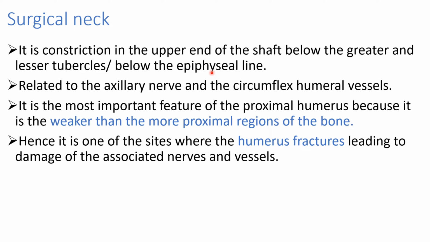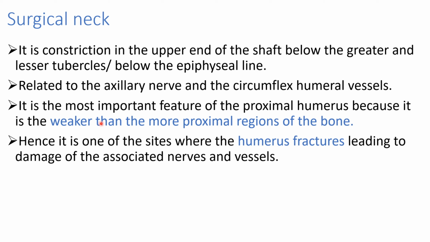Now this part, the surgical neck of the humerus bone, is important clinically. Why? Because it is weaker than the more proximal regions of the bone. And what does that mean if it is weaker than the more proximal regions of the bone?